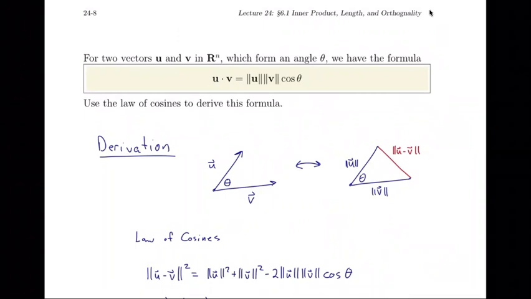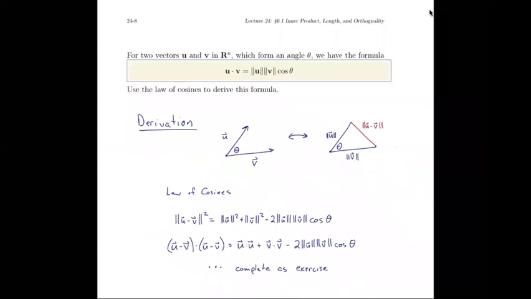Note that if u and v have an inner product of 0, and u and v are non-zero vectors, then their magnitudes are not 0. But the whole thing needs to be 0, so that means the cosine of theta needs to be 0, which means that theta must be 90 degrees. In other words, u and v must be perpendicular to one another.